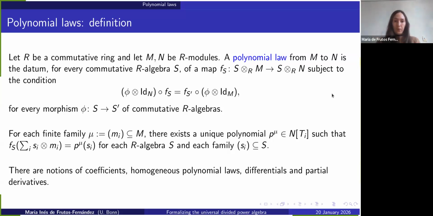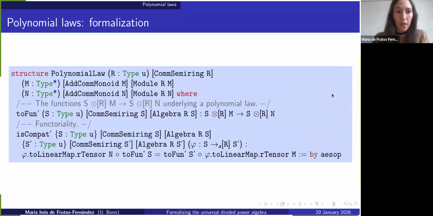Okay, so we formalize the definition in Lean as follows. So I'll first show you the code, and then I will discuss some ways in which the formal and the informal definitions are a bit different. So here we have R, M, and N. So R was the ring, and M and N were the R modules. And then for each R algebra S, we have a map from S tensor M to S tensor N. And then we have the functoriality condition that has to be true.